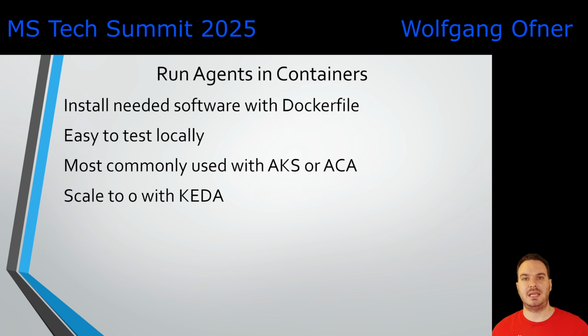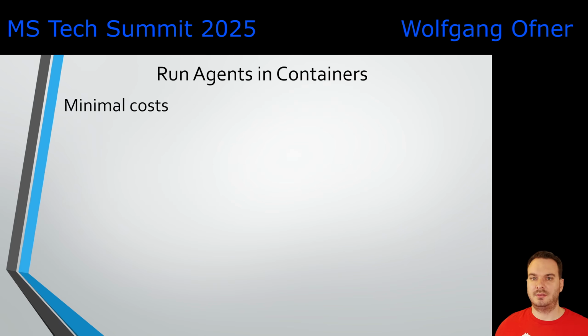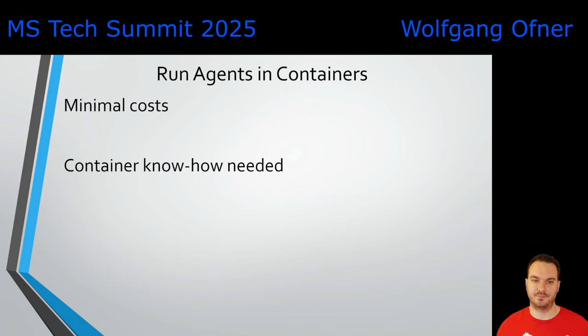And the big advantage of KEDA is that you can also scale them to 0. This means if no agent is needed, you don't have any software running. Therefore, you don't need any resources. This means that you can often run your container with a minimal cost, especially if you already have an existing Kubernetes cluster and the cluster is not fully utilized. Also with Azure Container Apps, you have a free tier, and if you don't need too many resources, it might be already enough for you, or the costs are very limited.